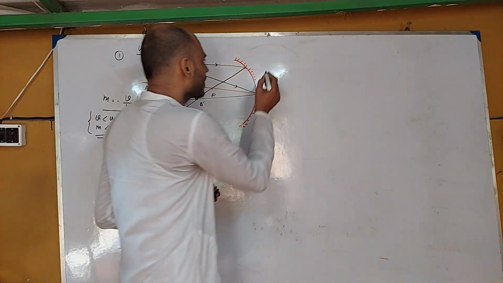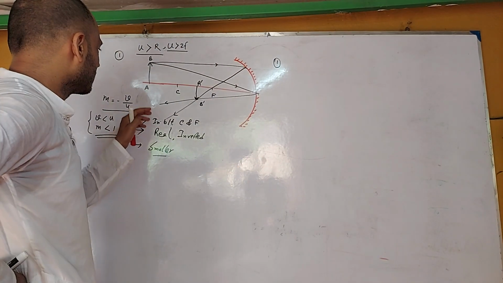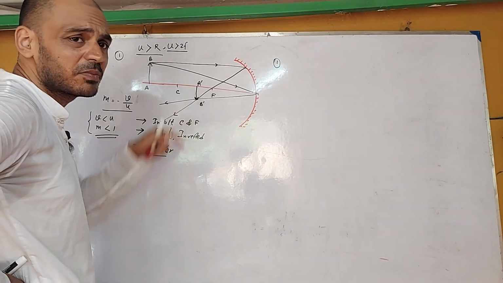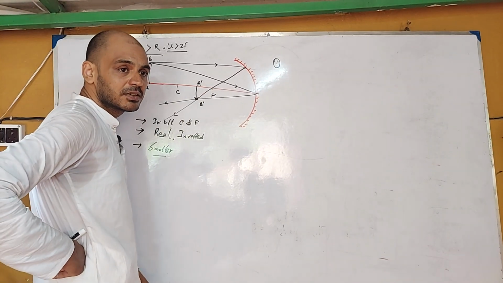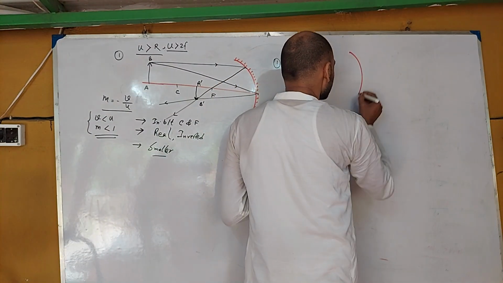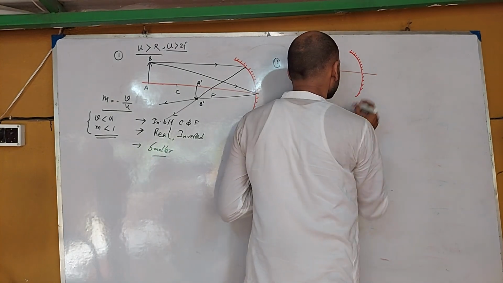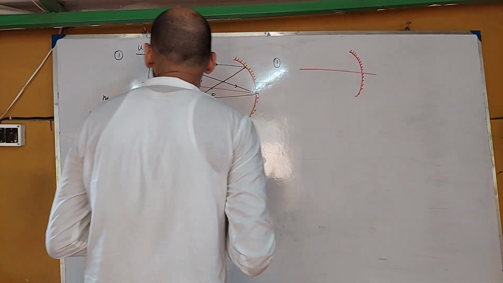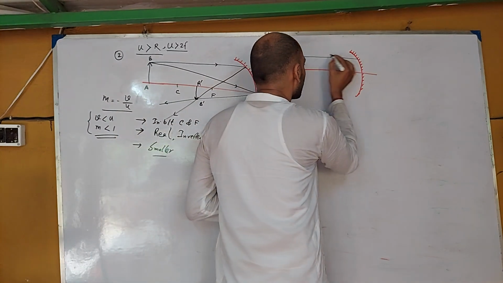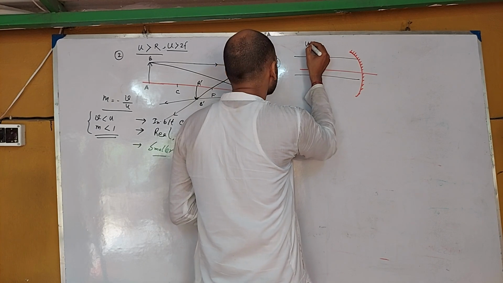Now the next position of the object should be considered at infinite. If we consider the position of the object at infinite, then the image should be formed at the focus of the mirror. Do you know how the image can be formed at the focus when the object is placed at infinite? Suppose if we consider this is the second condition, and the first condition, if the object is placed at infinite, U is equal to infinite.